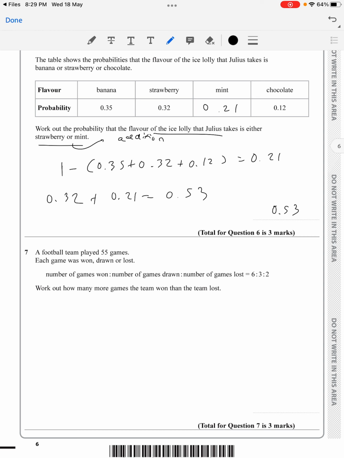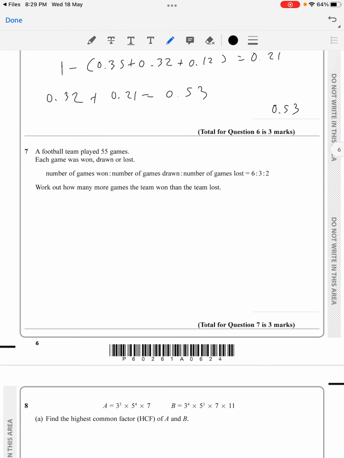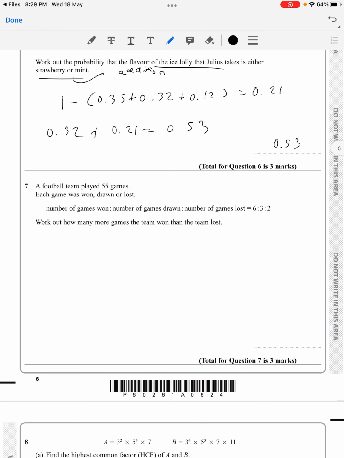A football team played 55 games. Each game was won, drawn, or lost. The ratio of the number of games won to the number of games drawn to the number of games lost is given. Work out how many more games the team won than the team lost. This is for 3 marks. So you need to find the total of the parts. You do 6 plus 3 plus 2, and that should give you 11 parts.